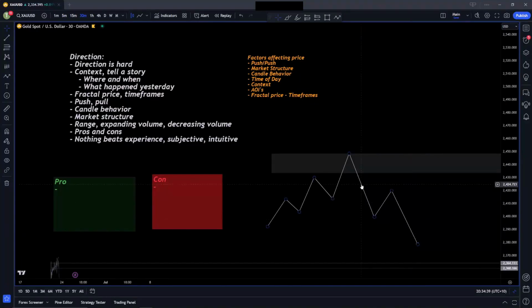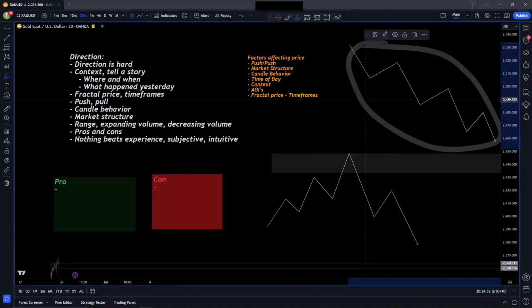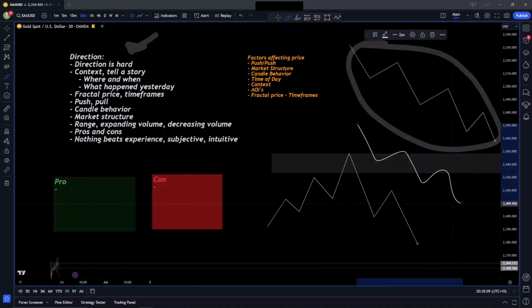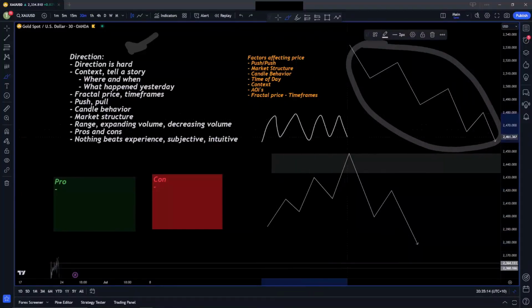It's pretty simple, but for direction, unfortunately, it's very rare that you have a clean directional market where you're making lower highs and lower lows. This is very rare. This would be maybe 20, 30% of the time at most. And it's always finite, it never lasts forever. So direction is difficult. Are you bearish? Are you bullish? It can also be ranging. That's still a direction. You're just going sideways.